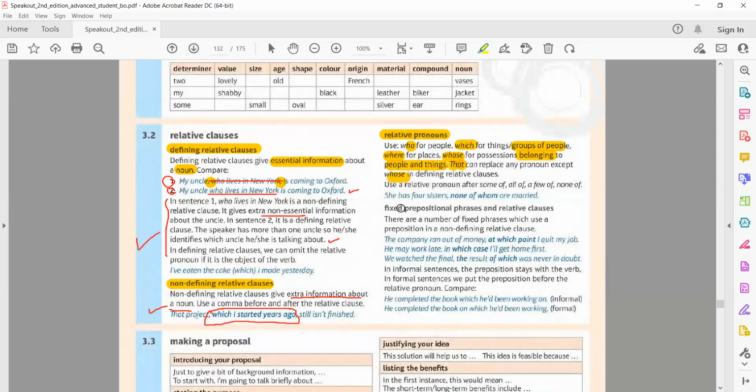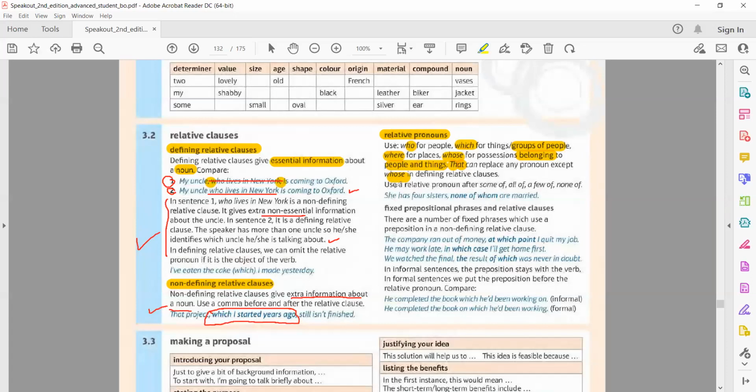Let's have a look here. For example, the project which I started years ago still isn't finished. You could have said the project that I started years ago still isn't finished. It would be correct, okay? But you can't replace whose by that.